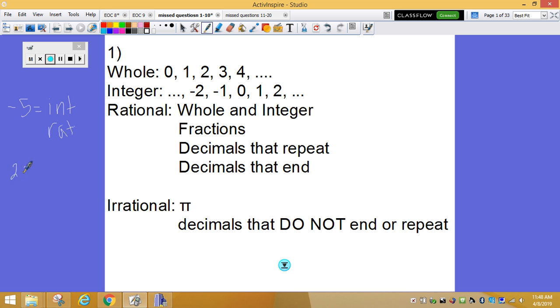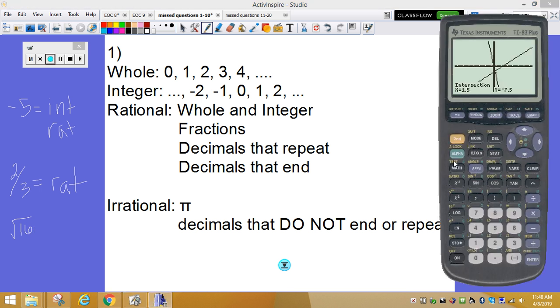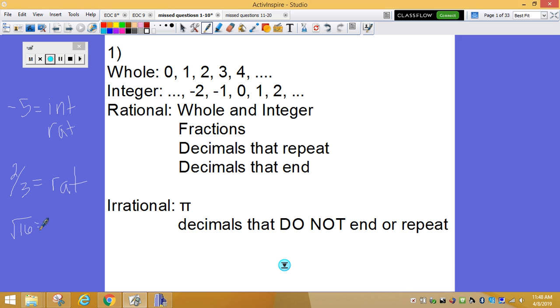If you have the number 2/3, that is a fraction. Fractions right here, fractions are rational. That's the only thing it would be. Again, you need to be writing this down with me. So the 2/3, that fraction is rational. If I gave you the square root of 16, well, square roots, we got to type in that calculator. So to type in square roots, you would press second square root, and you type in 16, and you get 4. So the square root of 16 is really 4. 4 would be a whole number, and it would be an integer, and it would be rational.